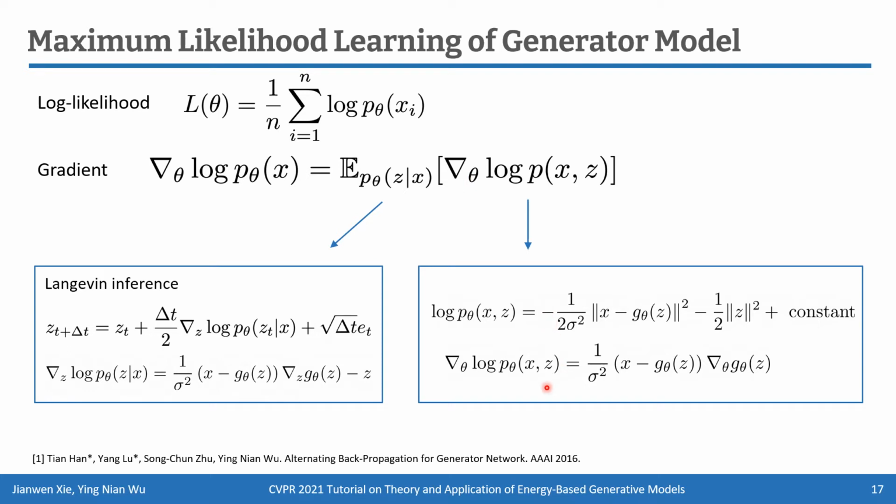Okay, and therefore you can think of this learning algorithm as the alternating back-propagation algorithm. So you compute the gradient for this function with respect to z in this inner loop for sampling z, and then you compute the gradient for this joint density with respect to theta when you want to update the parameter. Okay, so the inner loop involves this Langevin sampling, which is affordable, but still it can be time-consuming.